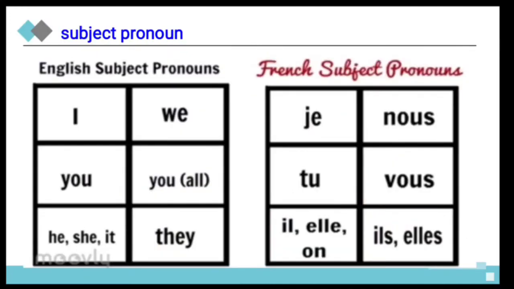So what are the 7 subject pronouns? In English, what is the subject pronoun? I, you, he, she, it, we, you, they. These are the English subject pronouns.